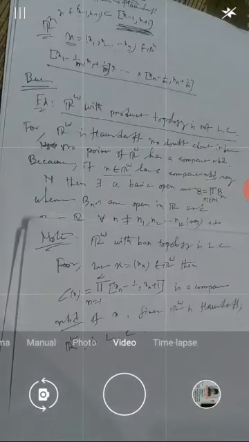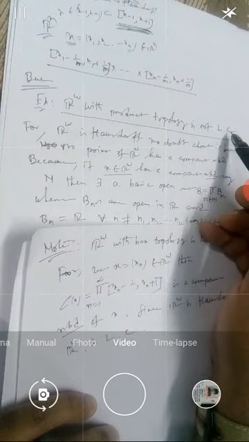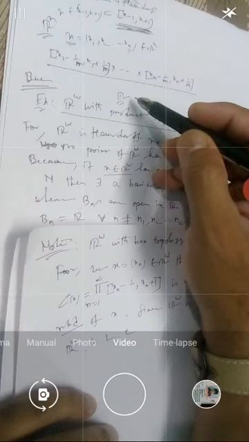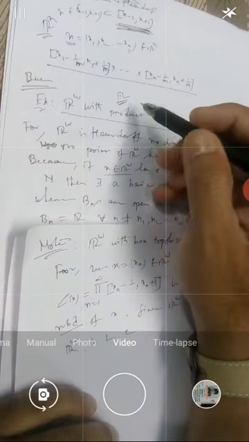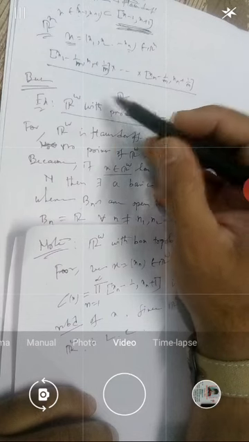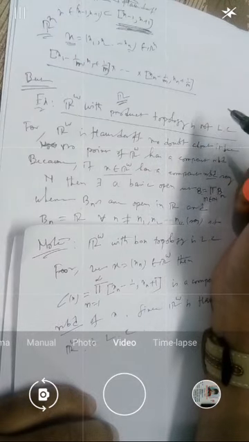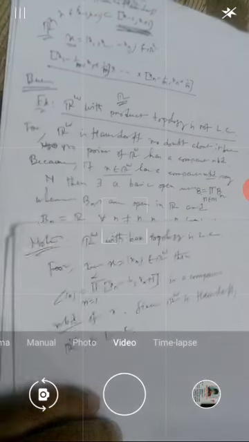Okay, so from this, R omega with product topology is not locally compact, though every R is, where R means R with the usual topology. Every R is locally compact. So a product of locally compact spaces may not be locally compact. So local compactness is not a productive property.